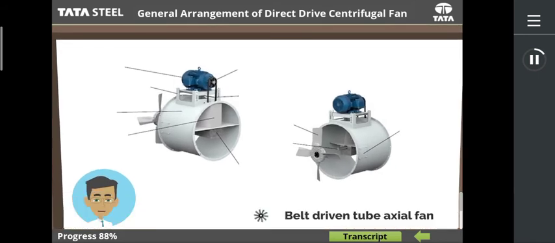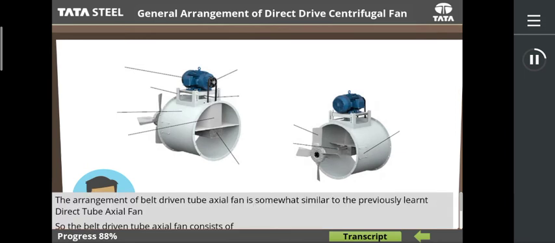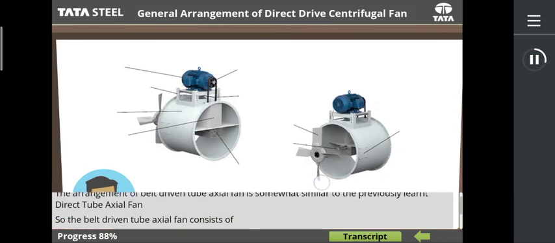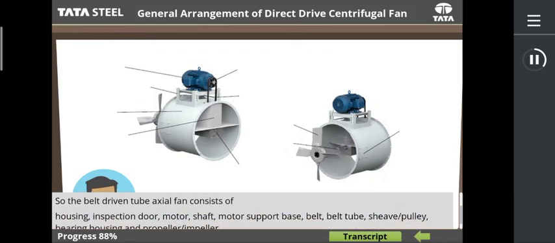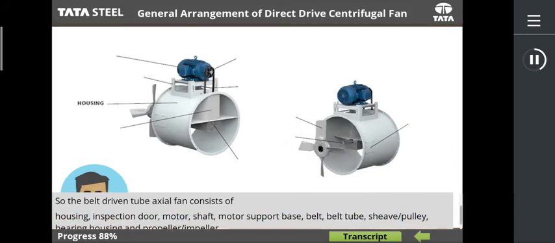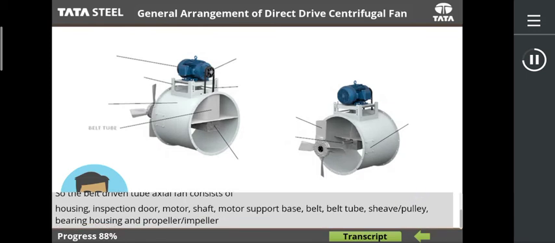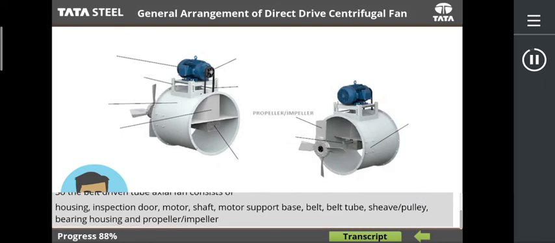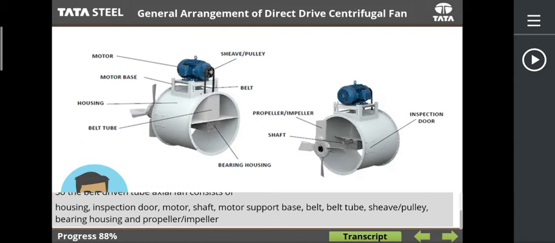The arrangement of belt-driven tube axial fan is somewhat similar to the previously learned direct tube axial fan. So, the belt-driven tube axial fan consists of housing, inspection door, motor, shaft, motor support base, belt, belt tube, sheave or pulley, bearing housing, and propeller or impeller.